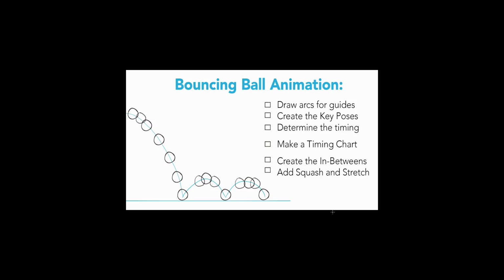Okay, so let's see where we are on our checklist. So far we've done our arcs for our guides, we've created the key poses, and we've also determined the timing. So we're doing pretty good. We've just got to make a timing chart and then create the in-betweens and add squash and stretch. So let's go over the timing chart to make sure that we know exactly where we're going to be able to place our in-betweens when it comes to it.